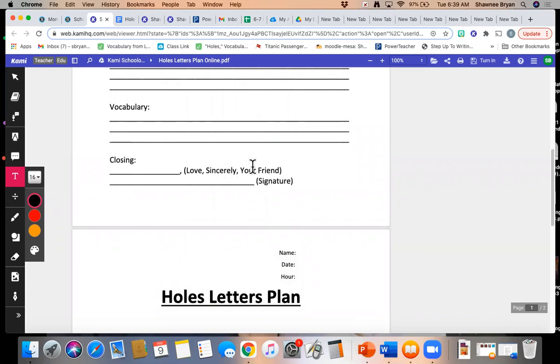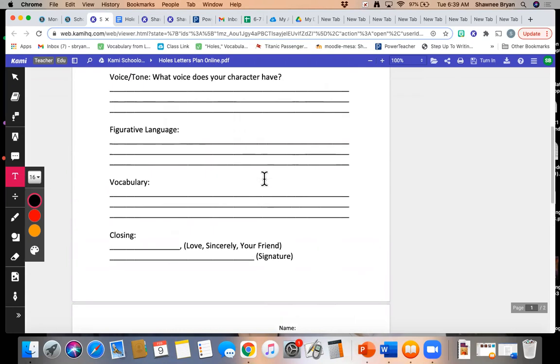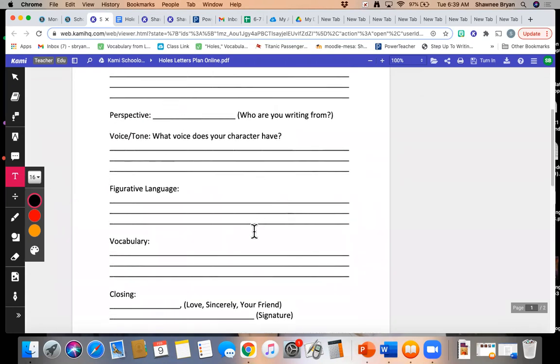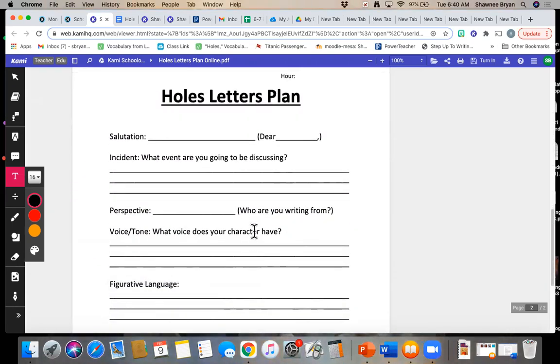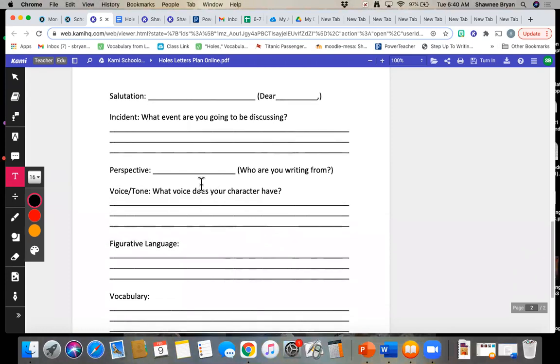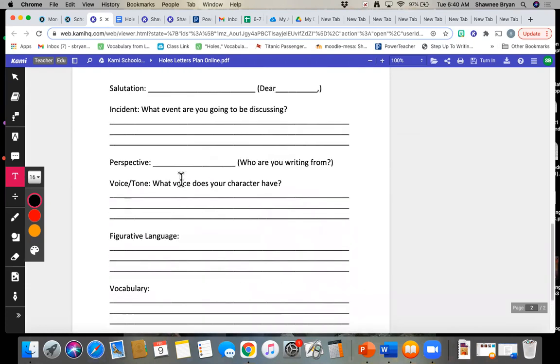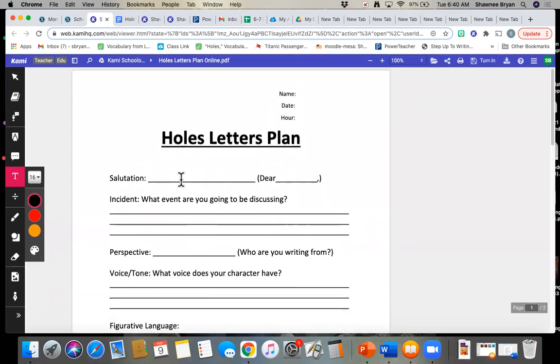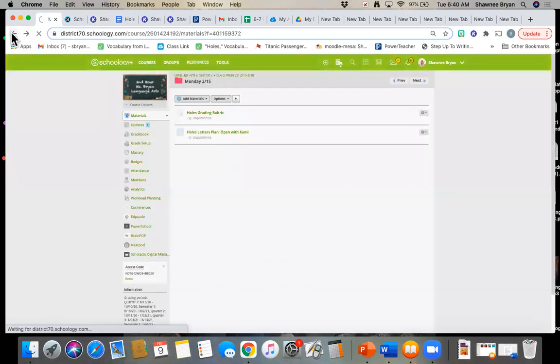Again, you are going to choose this based on who you're writing to. And then the signature should be the name of the person that you are pretending to be. The second one looks the exact same. The only difference is this should be the adult that you are choosing to write from. So this is going to be the plan that you fill out prior to completing your first draft. So that is going to be the Monday folder.